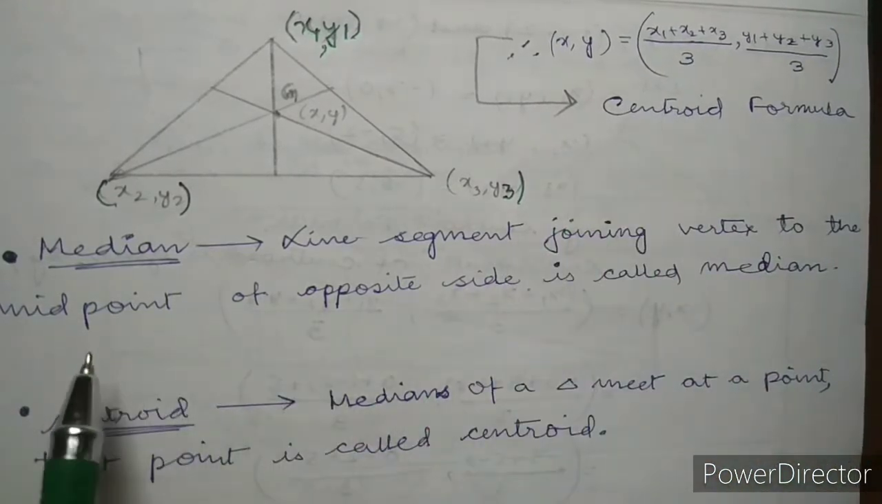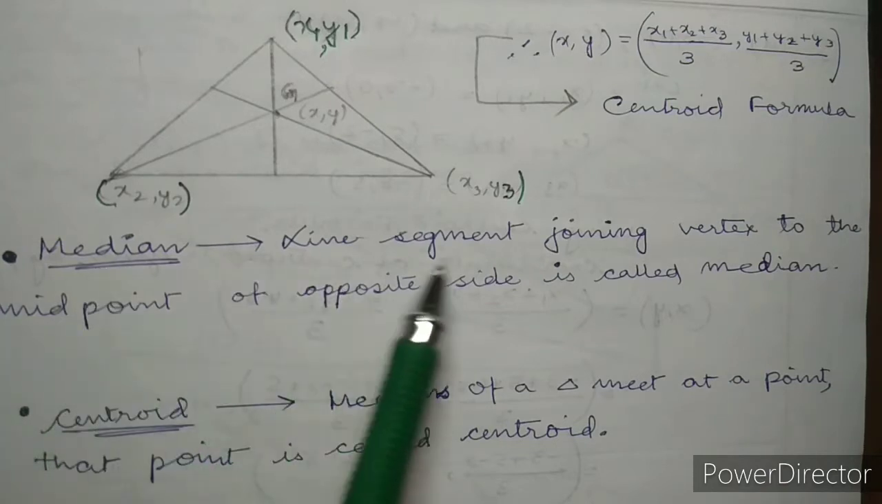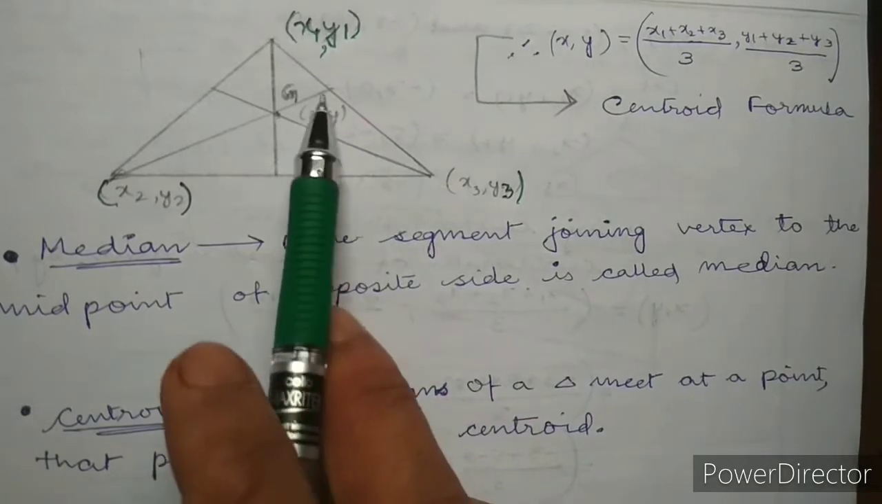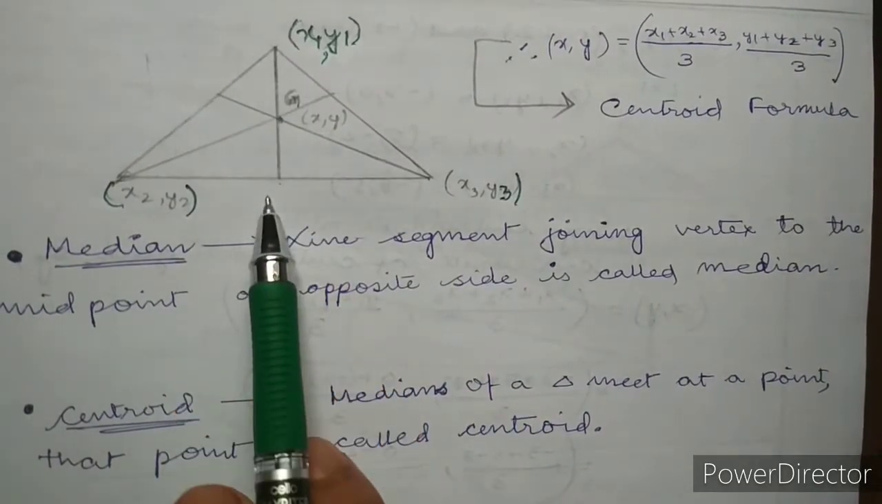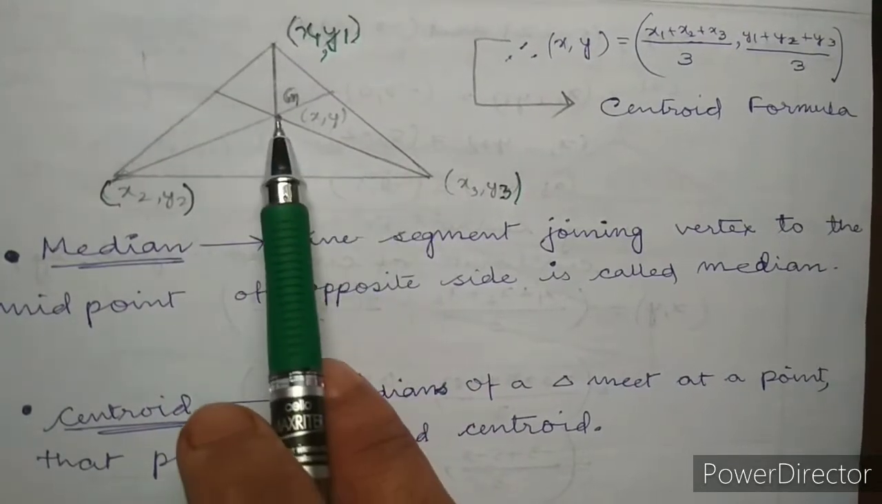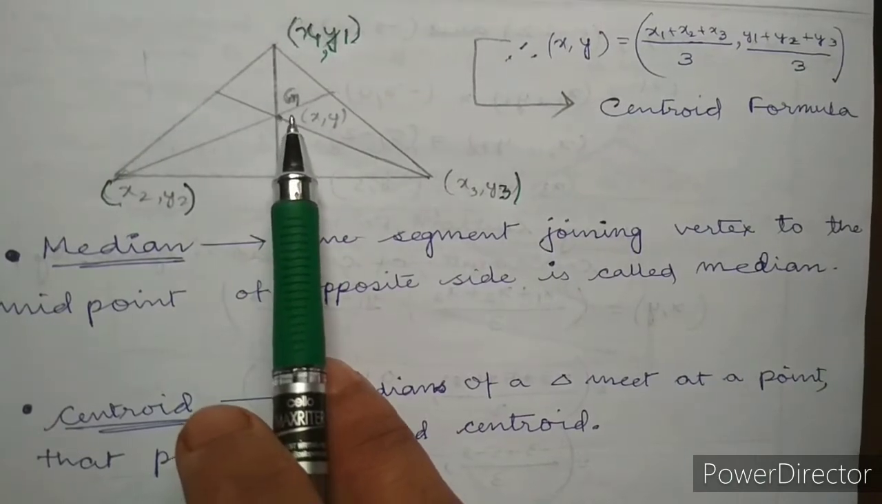Now I told you in the previous class also the meaning of centroid and median. Median means it is the line segment joining a vertex to the midpoint of the opposite side. Here this is one vertex, this is the midpoint, so this is one median, second median, third median. And the point where all the medians intersect, that point is called the centroid.